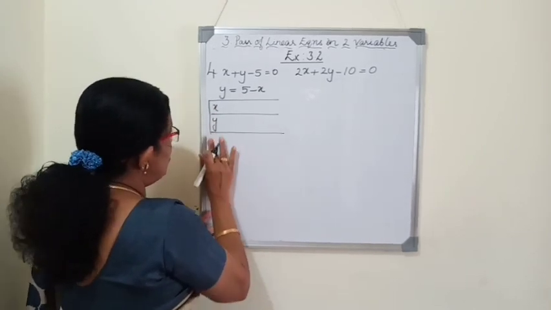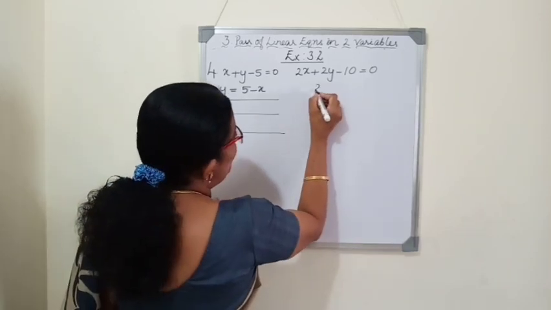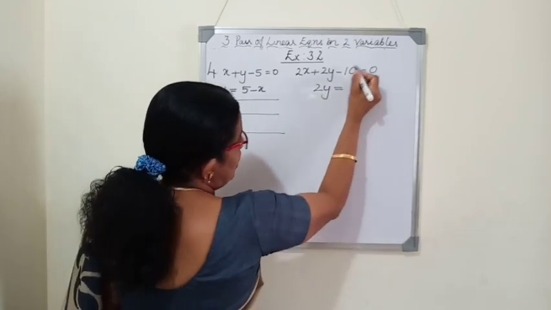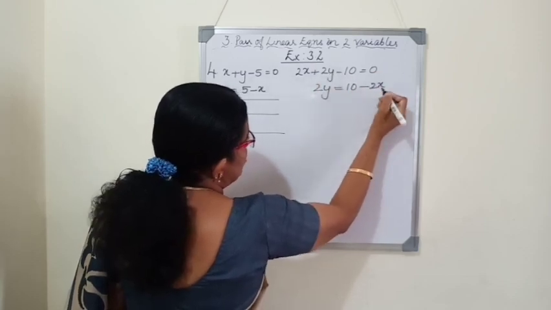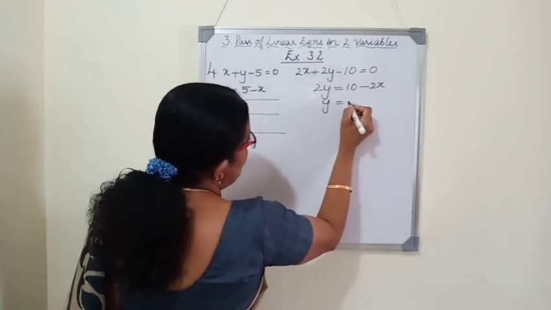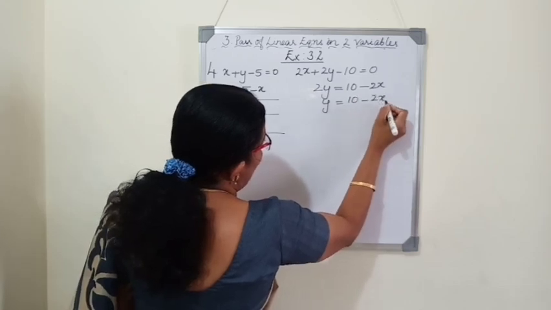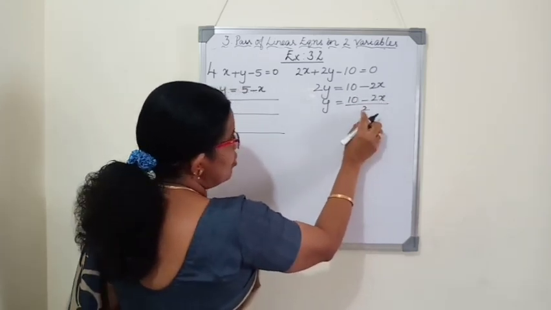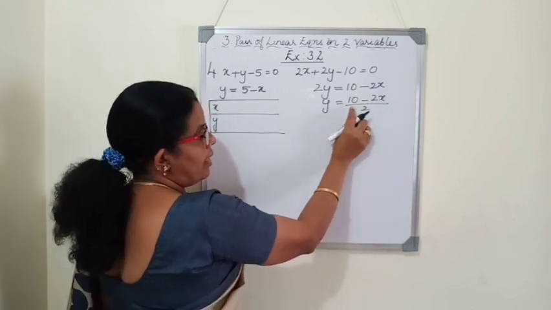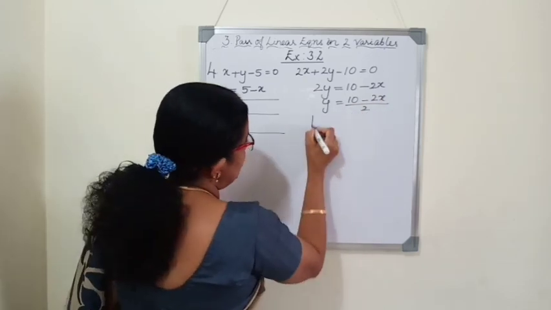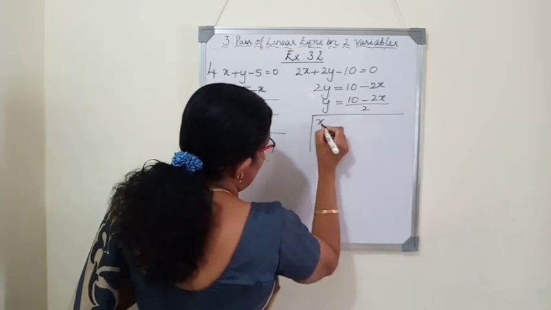The same way here, 2y is equal to minus 10 will become plus 10. 2x will become minus 2x. So y is equal to 10 minus 2x by 2. Here don't cancel 2 and 10 or 2 and 2. You have to keep as it is. Or we can take common and cancel. Let it be like this. I will do the table.